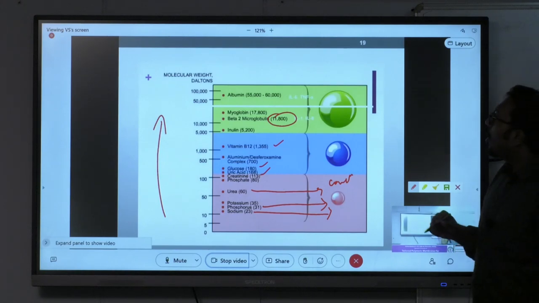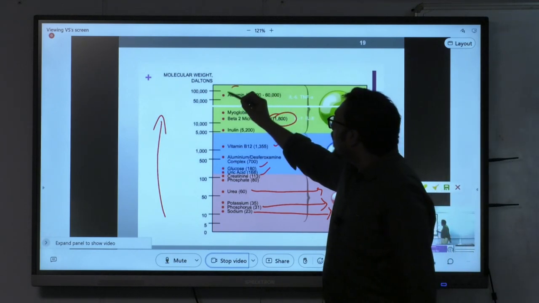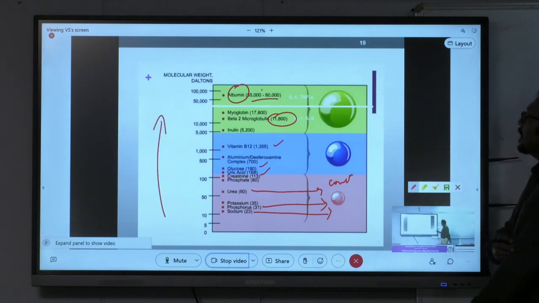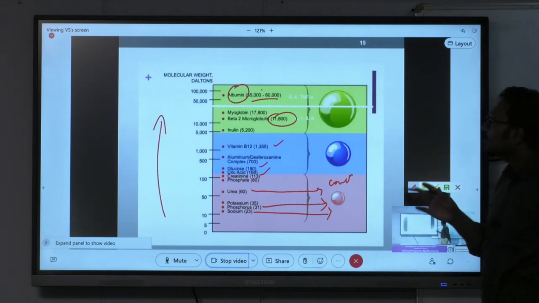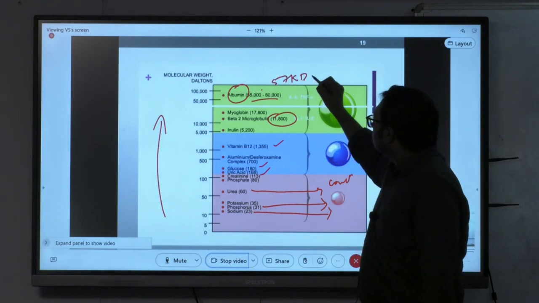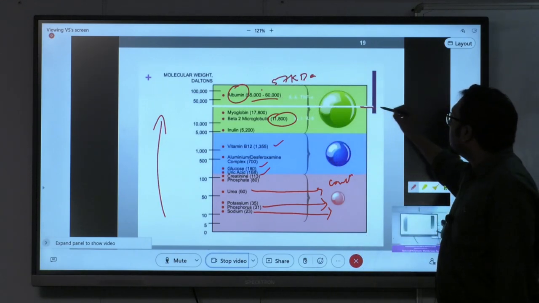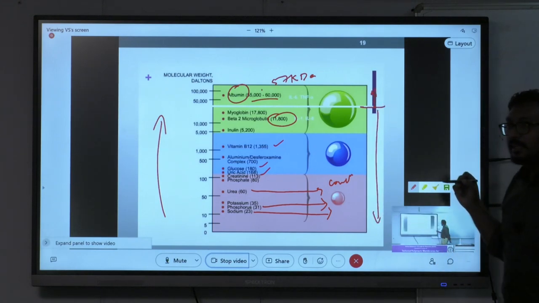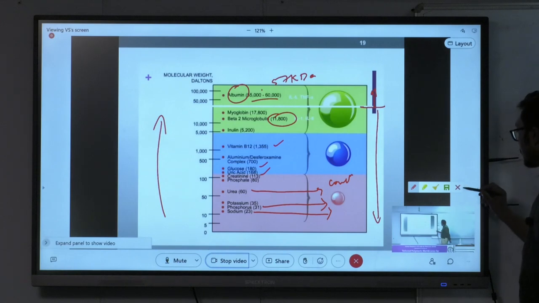But your membrane should not allow the passage of albumin. Albumin is around 55,000 or 57,000 Dalton. So it should not remove beyond this, but below this all of it has to be removed.